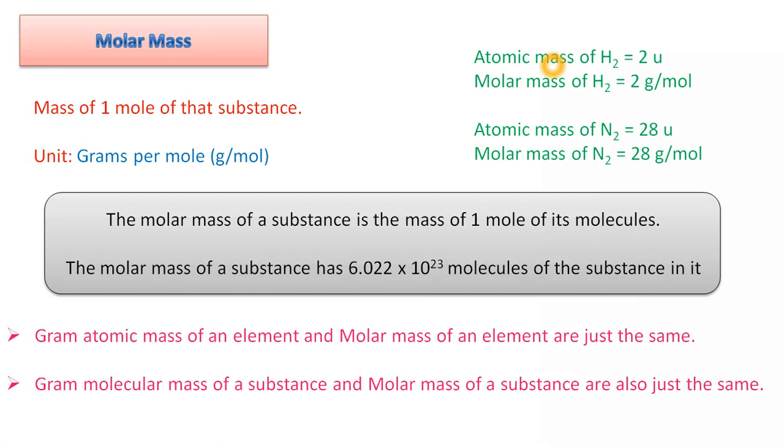But if an element does not exist as a molecule, for instance carbon and sodium, which only exist in the form of elements and not in the form of molecules, then it can have only gram atomic mass. It cannot have gram molecular mass. And all the compounds, however, have only gram molecular mass. From all this discussion, we conclude that the gram atomic mass of an element and the molar mass of an element are just the same, and the gram molecular mass of a substance and the molar mass of a substance are also just the same.